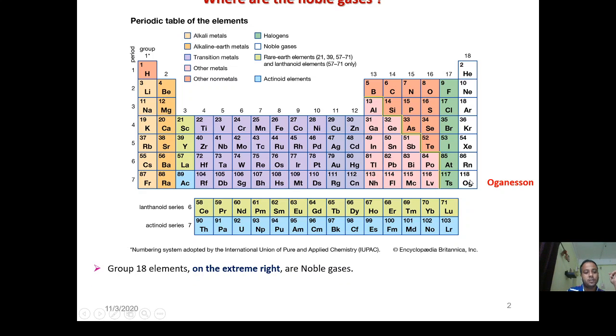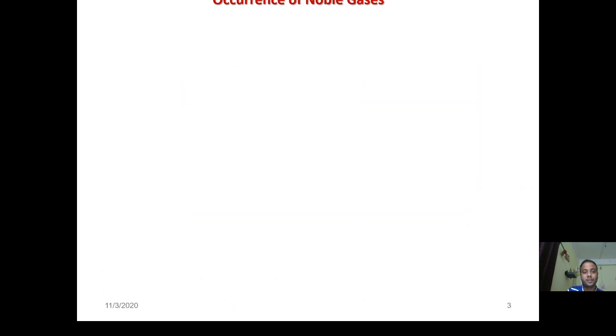As I mentioned, group 18 elements placed at the extreme right are known as noble gases. These noble gases are also known as inert gases because they are chemically inert. And also they are known as rare gases. Why rare gases? Because their abundance is quite low as compared to the other naturally available elements.